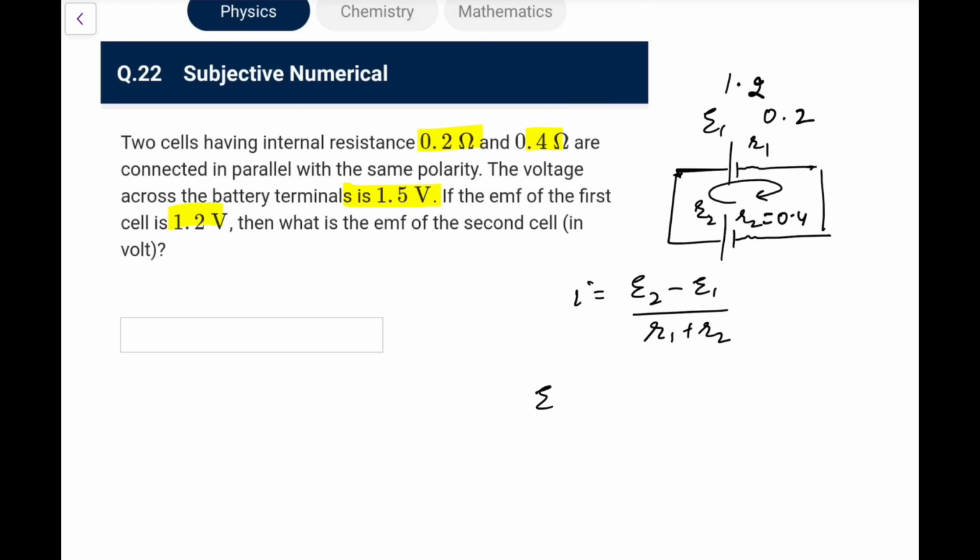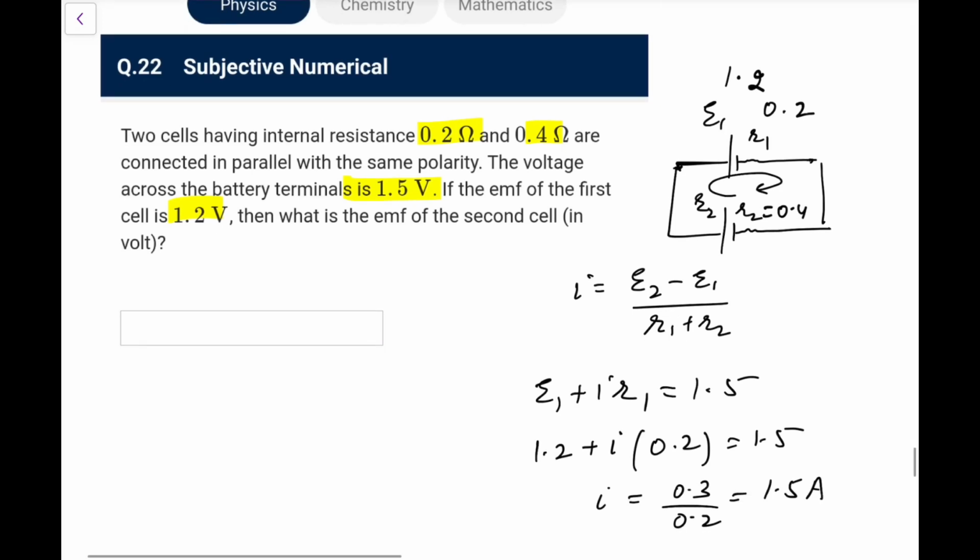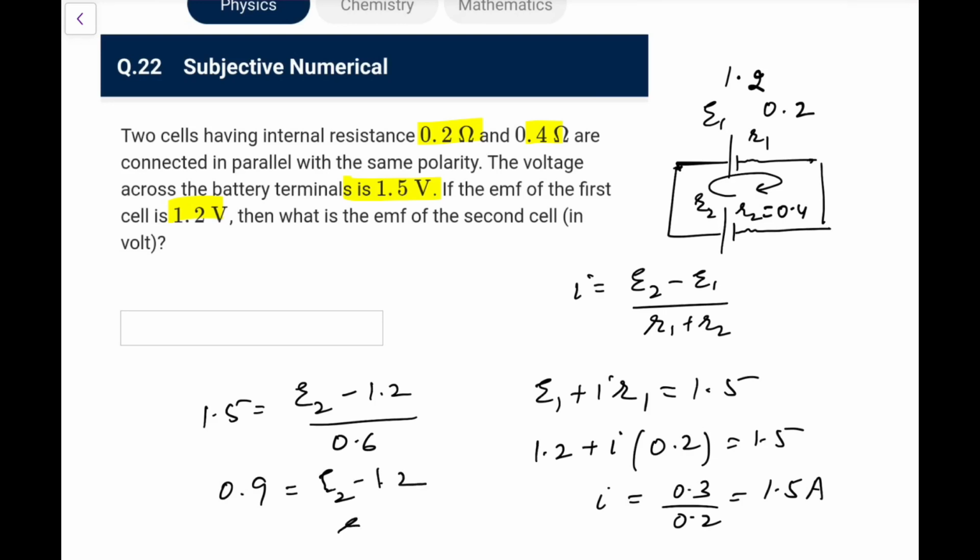What you have is E1 plus I R1 is given as 1.5, so 1.2 plus I into R1, 0.2, is 1.5, so I is equal to 0.3 upon 0.2, that is 1.5 ampere. So I is 1.5 ampere, and that is E2 minus E1 upon 0.6. So 1.5 into 0.6 is 0.9, which is E2 minus 1.2, so E2 comes out as 2.1 volts in this particular case. So the answer would be 2.1.